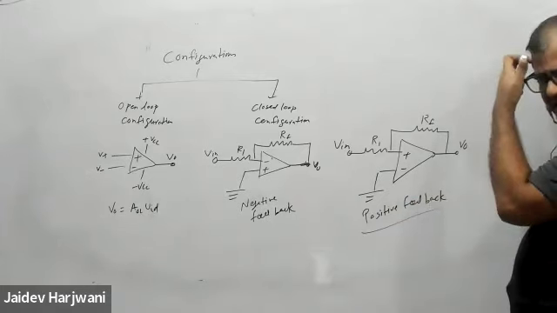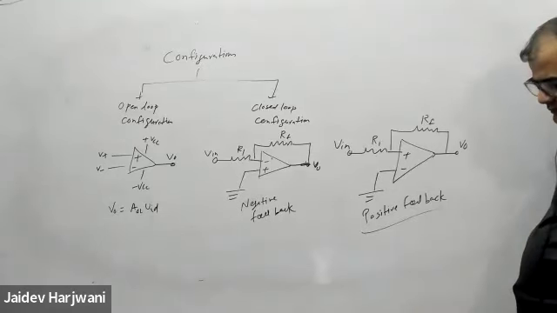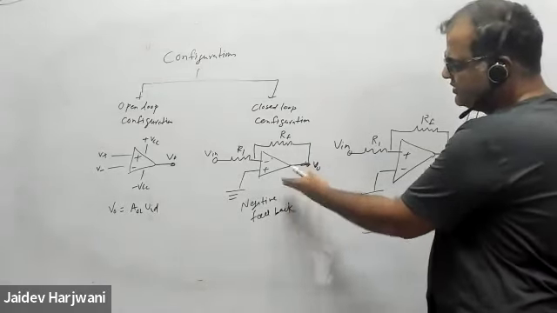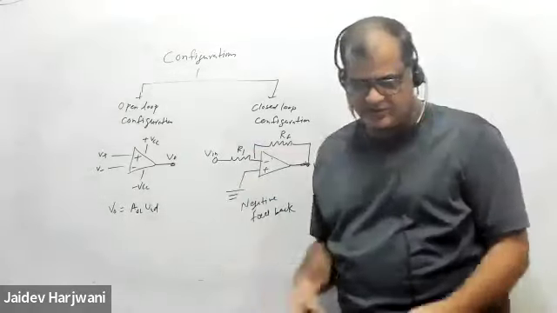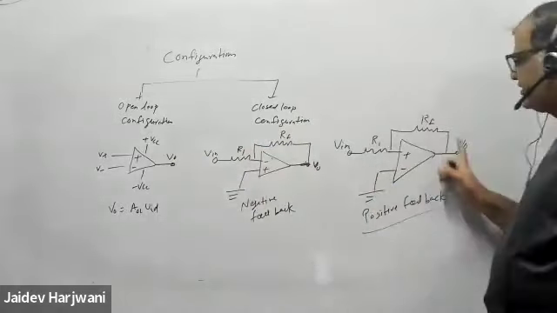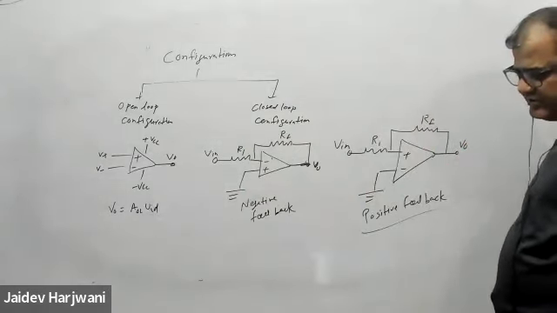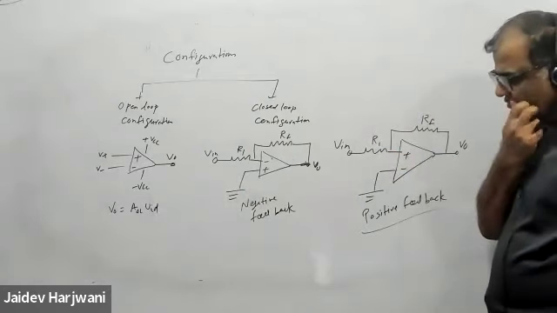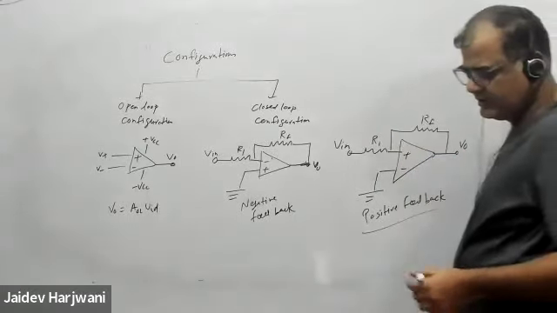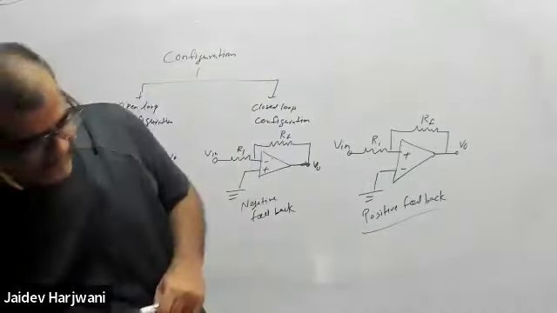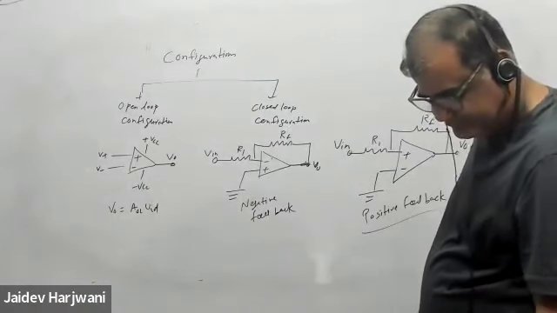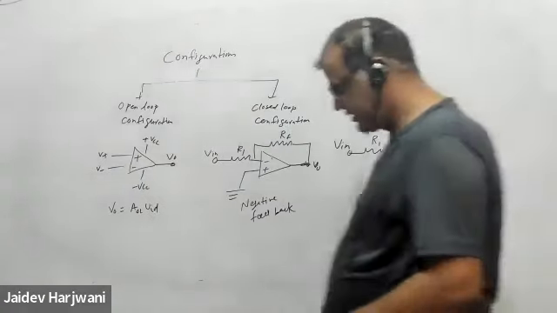Now, if you want to make an oscillator or a Schmitt trigger, you have to use positive feedback. Many applications come in negative feedback. So basically there are three ways to use the op-amp: open loop, when there is no feedback, negative feedback, and positive feedback. We can have different types of applications with each. We'll discuss negative feedback first, then positive feedback, and open loop last, because negative feedback has many applications. So let us start with negative feedback.